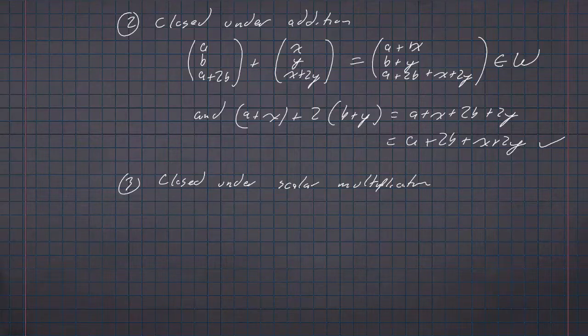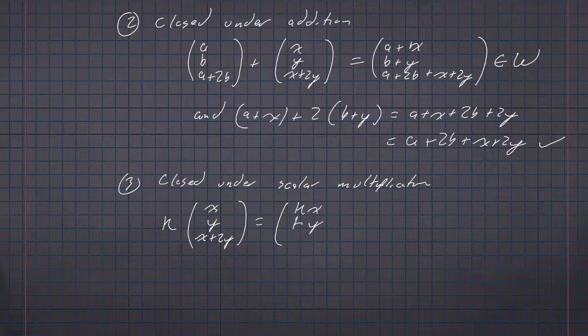And then a similar idea to prove closure under scalar multiplication. We're going to take a scalar k. We're going to multiply it times an arbitrary vector out of W, x, y, x plus 2y. And the rules for scalar multiplication in the Euclidean vector space tell us that this is going to end up with kx, ky, and k times x plus 2y.